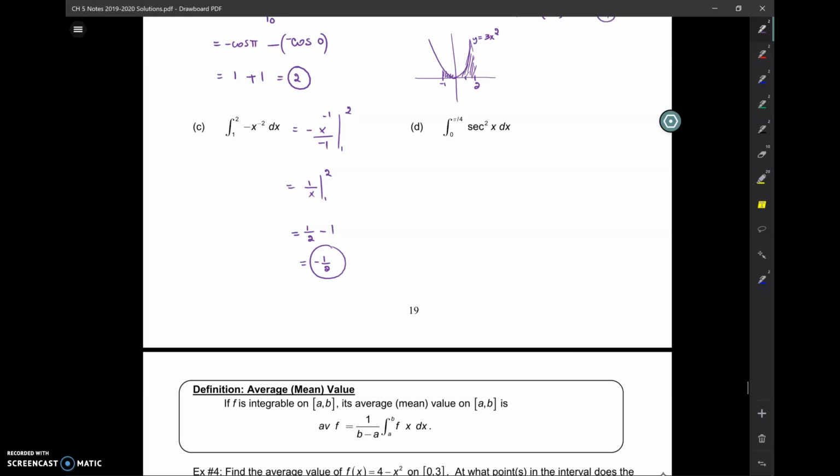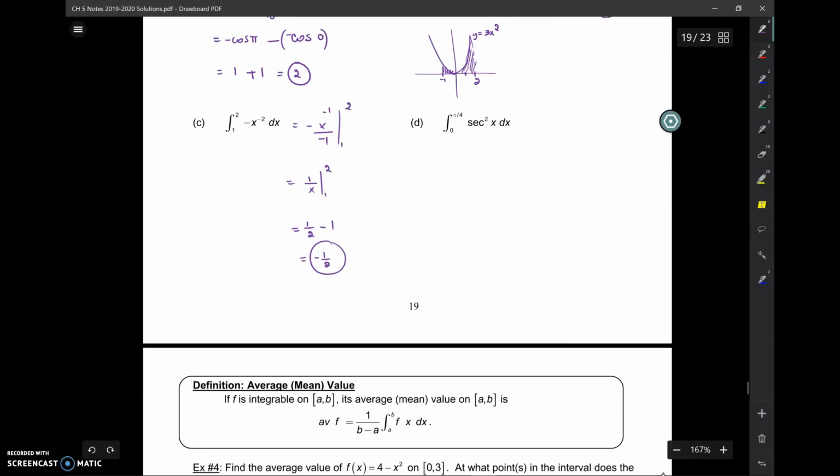Questions? All right. Look at this next one. What's the antiderivative of secant squared? Tangent, right? Tangent x. You are looking for a function, the derivative of which is secant squared, and that's tangent. And that goes from 0 to pi over 4. So this is tangent of pi over 4 minus tangent of 0. Tangent of pi over 4 is 1 minus 0, 1. Okay?